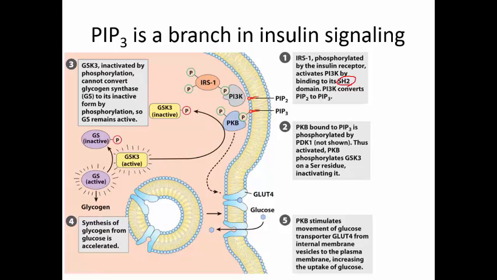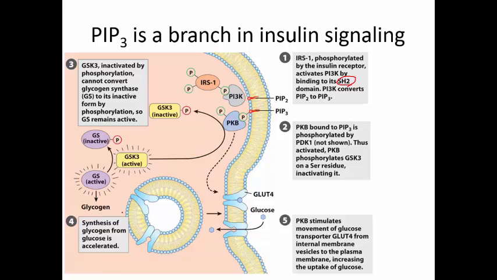So then we have the other half of this. We have this GSK3, and this is glycogen synthase kinase 3. Actually, let's pause on what that does for a second. Over here, we have glycogen synthase. Glycogen synthase is exactly what it sounds like. It is the enzyme that catalyzes the synthesis of glycogen, which is what we use to store extra glucose.